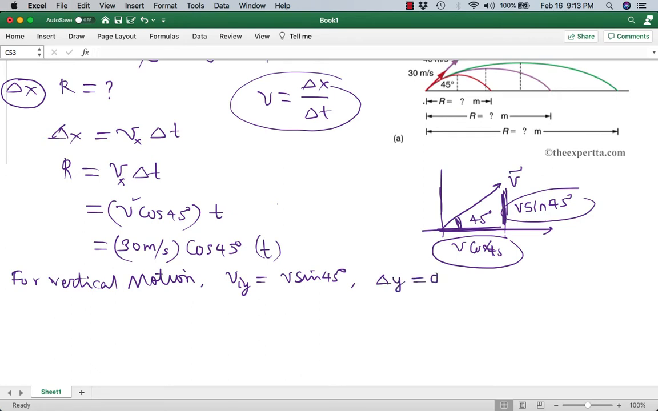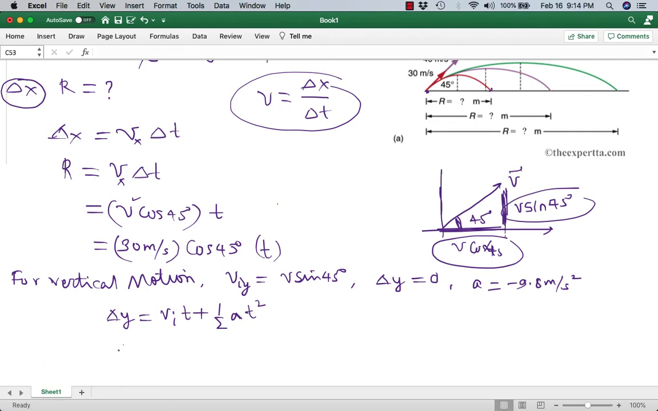Okay, it starts from the ground level and then ends at the ground level, so that's delta y is 0. And then acceleration is always negative 9.8 meters per second squared. That's always true for vertical motion. And we want to find t, so we need to decide which formula we want to use. So I'm going to use delta y is equal to vi t plus 1/2 at squared.